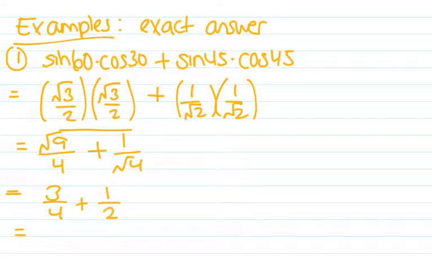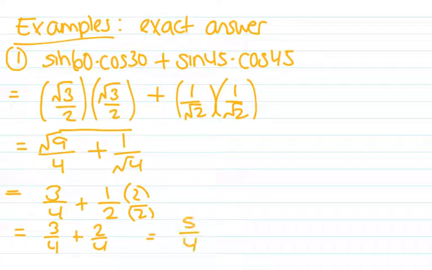Now in order to add fractions, I need a common denominator, which would be 4 in this case. So this one I would multiply by 2 over 2. So 3/4 plus 2/4 equals 5/4. So sine 60 times cos 30 plus sine 45 times cos 45 equals 5/4. There will be situations in your homework or on a test or a quiz where I will say give an exact answer, and if you calculate this on your calculator, I would mark that wrong. Or I will say you may not use a calculator for this, and then you have to use the special triangles to calculate this.